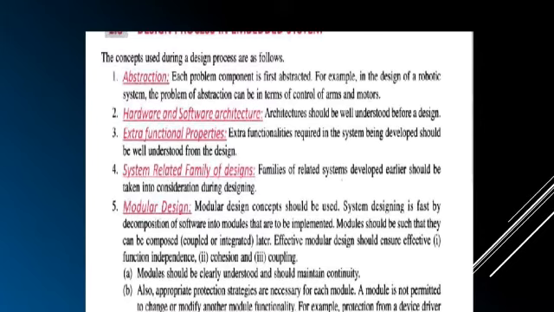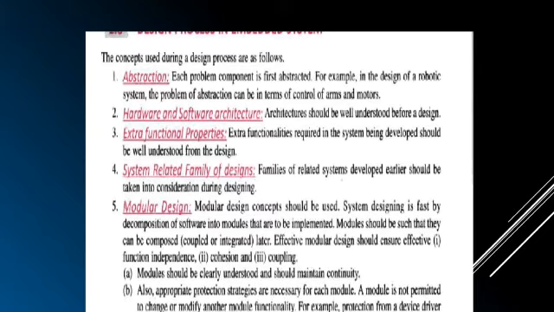Next, hardware and software architecture. Architecture should be well understood before the design. So before starting any design, we have to bring the block diagram. From the block diagram, you have to identify what hardware architecture is needed for designing that system. Similarly, in order to control the hardware, what software is needed, that we have to identify and understand before starting our designing. Next, extra functional properties. That is, extra functionalities required in a system being developed should be well understood from the design. So the additional facilities we have provided should also be understandable.